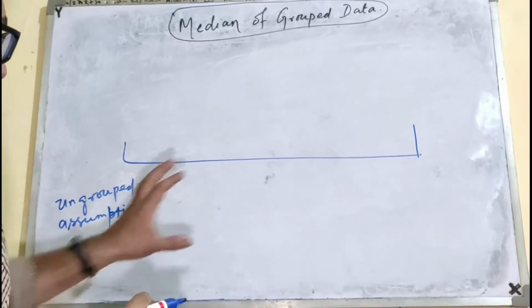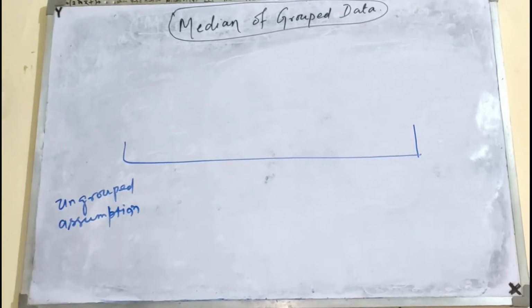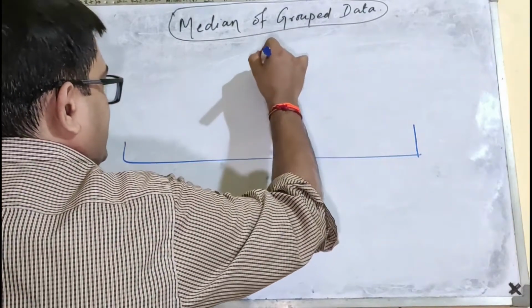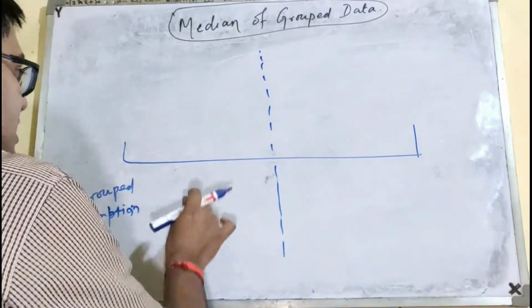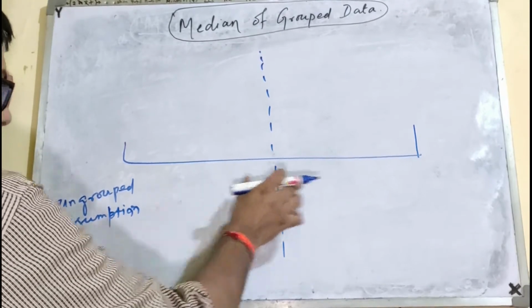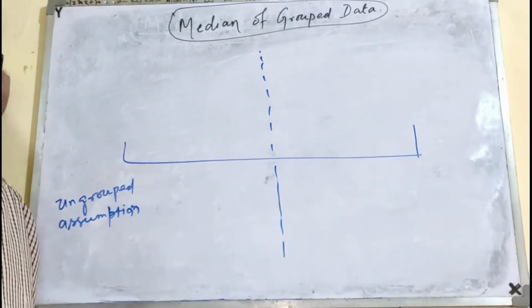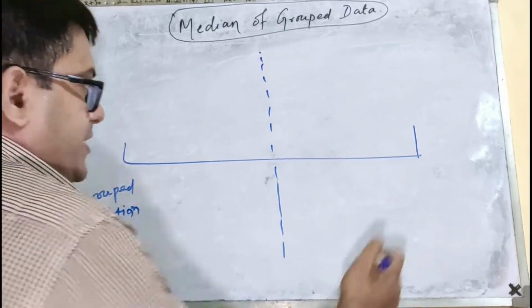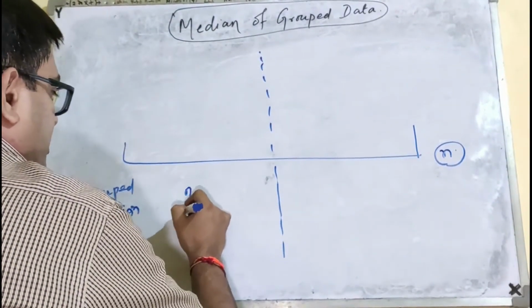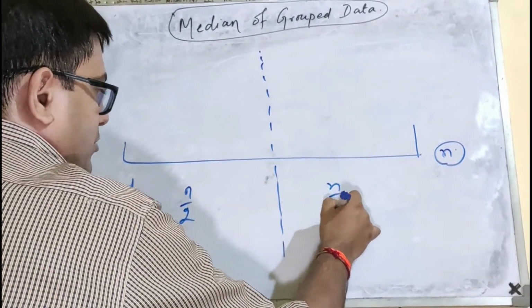So basically this is the assumption that we are making based on the group data we have. If this is the ungrouped data set, the median would be set somewhere around here, okay, and half would be to the left and half would be to the right. That means if the total number of data points is n, then n by 2 will be here and n by 2 will be here.